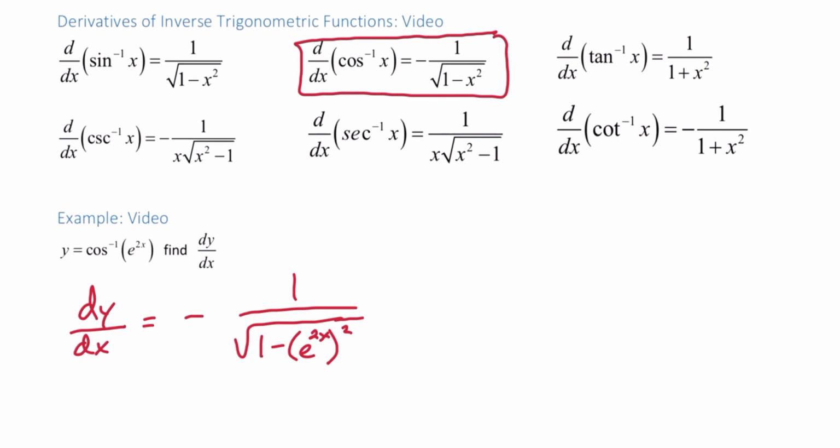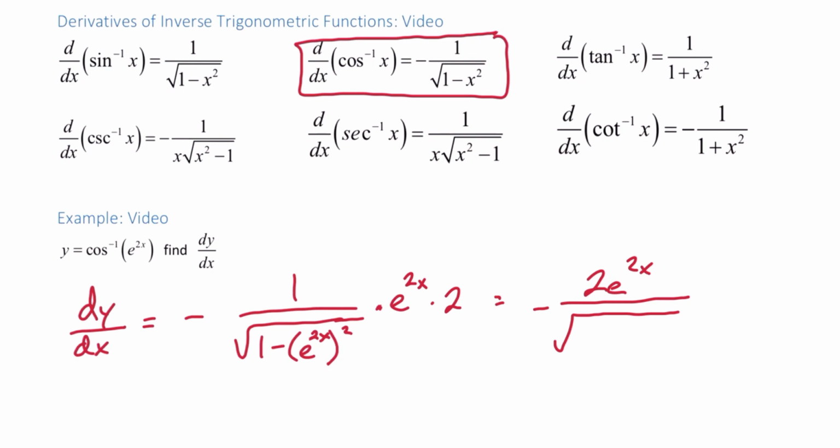And since the argument was not simply x, we need to use the chain rule and multiply by the derivative of the argument. The derivative of e to the 2x is e to the 2x, chain rule again, multiplied by 2. So now simplifying this, we get 2e to the 2x over the square root of 1 minus e to the 4x.